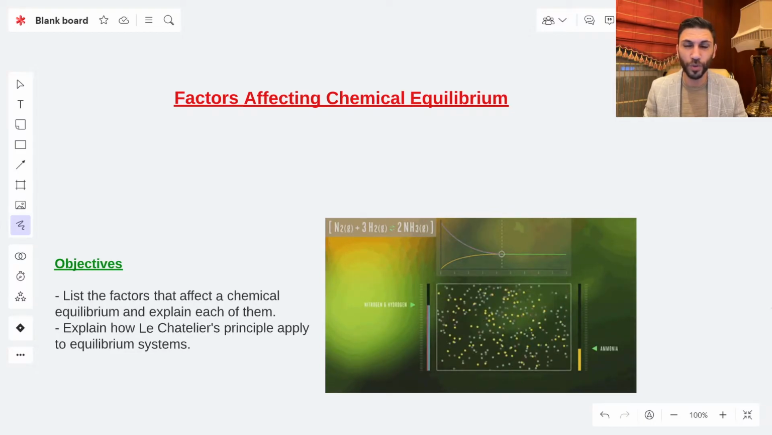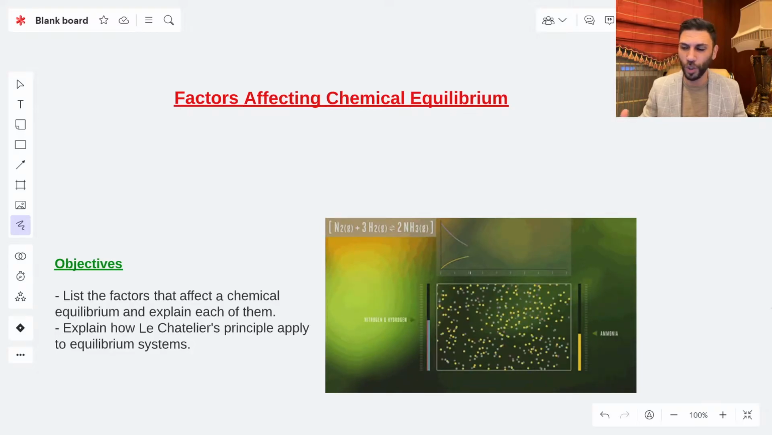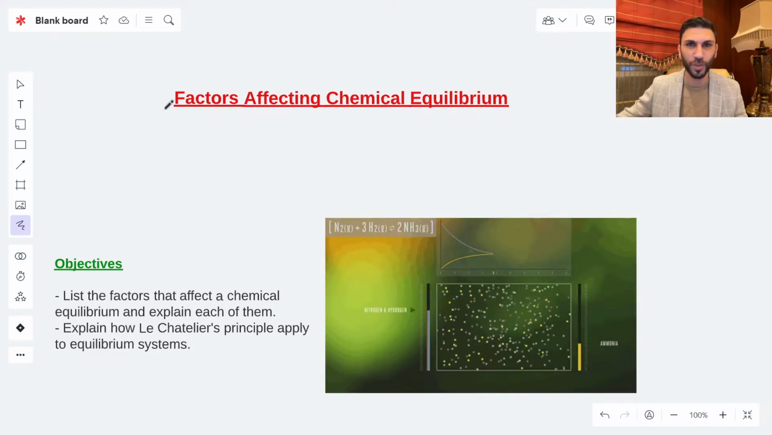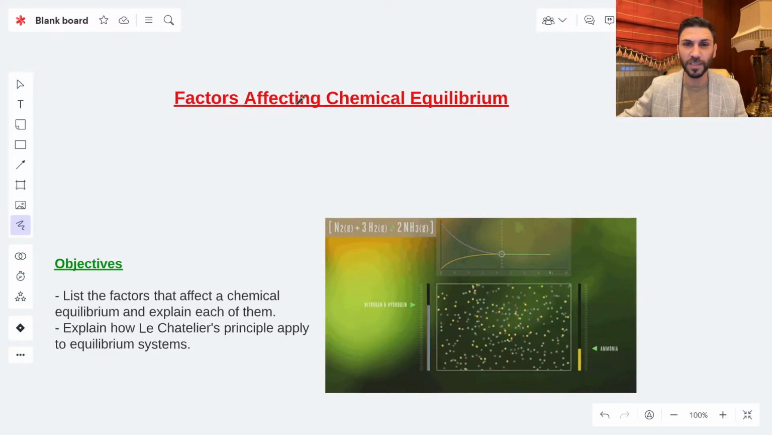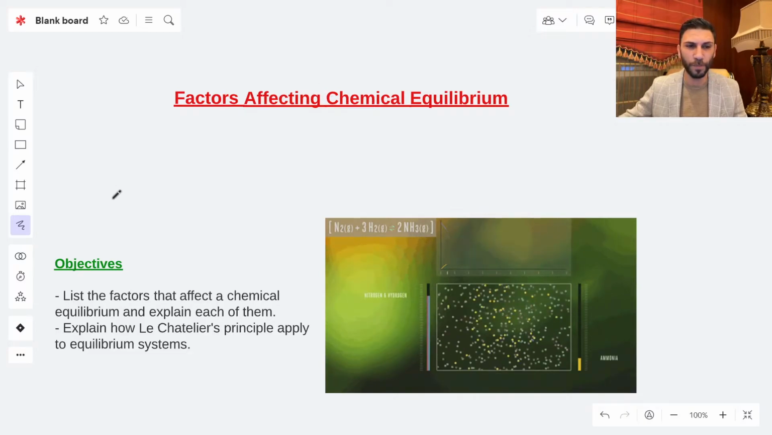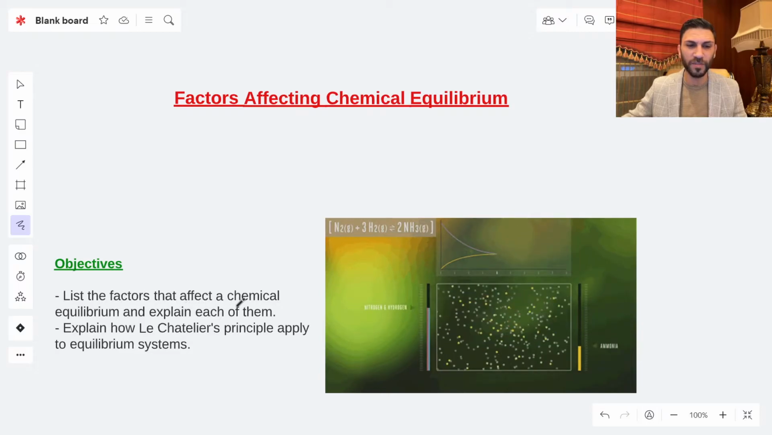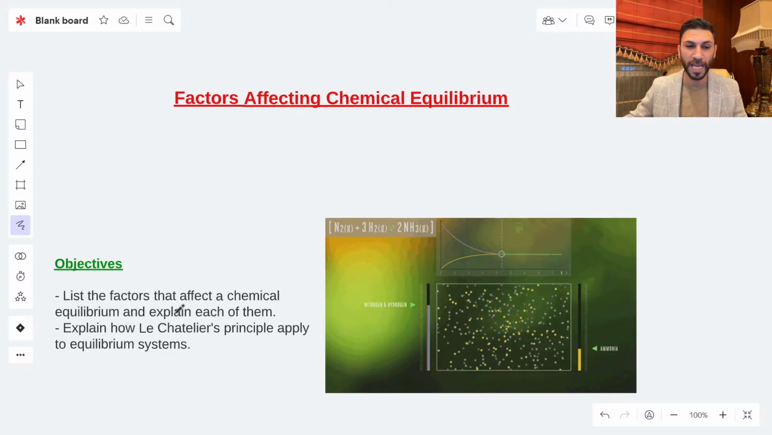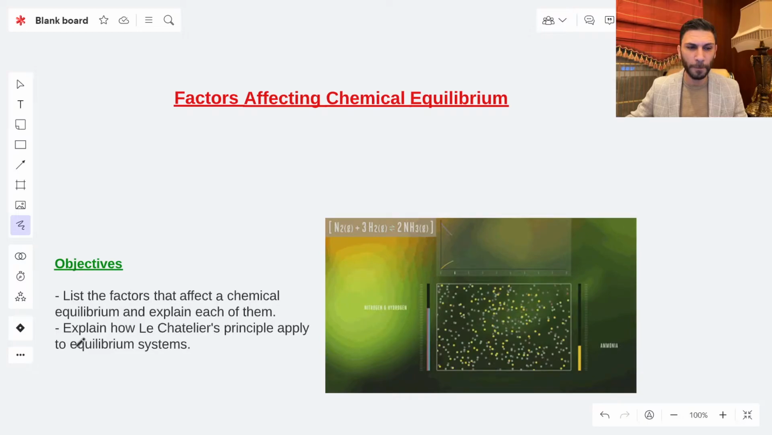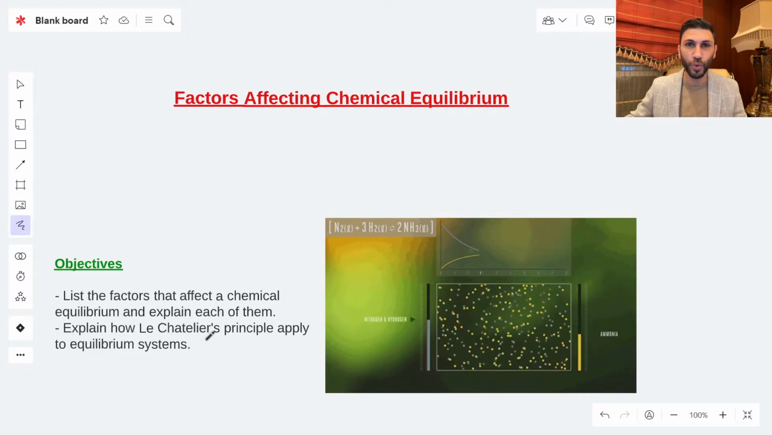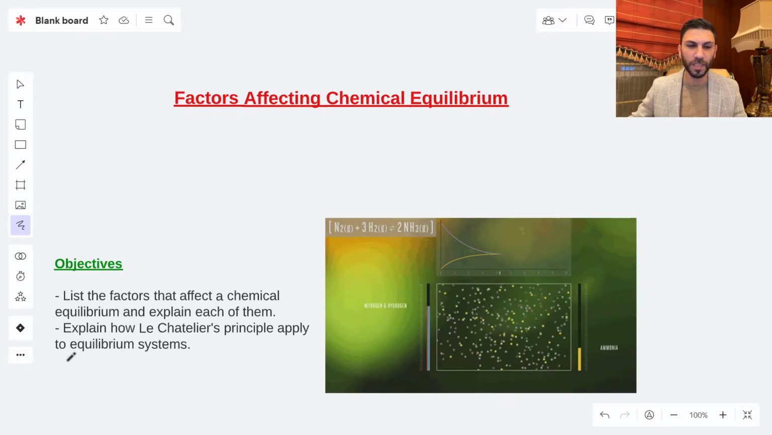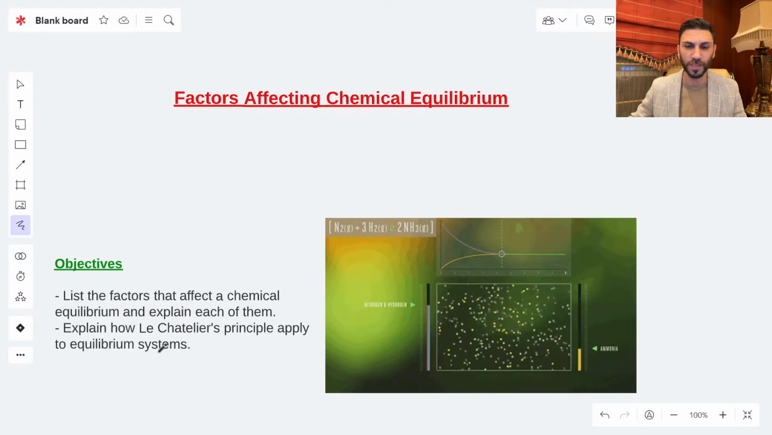Today we're going to continue studying chemical equilibrium, and we're going to start our new lesson about the factors affecting the chemical equilibrium. Our objectives for today are to list the factors that affect a chemical equilibrium and explain each of them, and to explain how Le Chatelier's principle is applied to an equilibrium system.